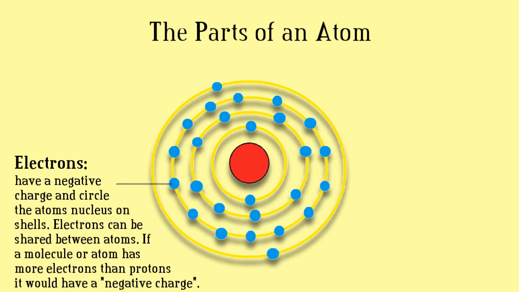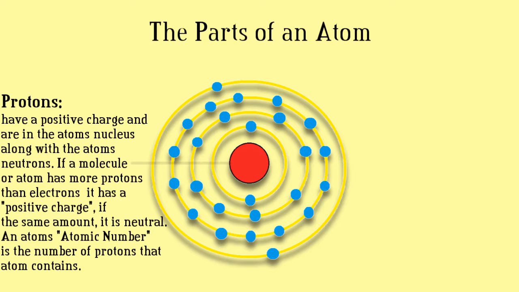Electrons have a negative charge and circle the atom's nucleus on shells. Electrons can be shared between atoms. If a molecule or atom has more electrons than protons, it would have a negative charge. Protons have a positive charge and are in the atom's nucleus along with the atom's neutrons. If a molecule or atom has more protons than electrons, it has a positive charge. If the same amount, it is neutral.